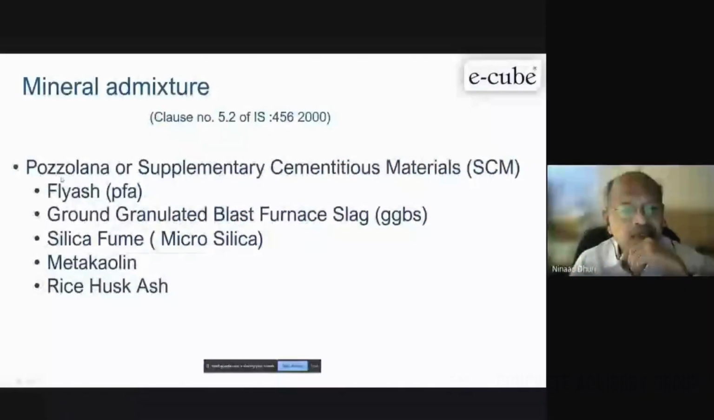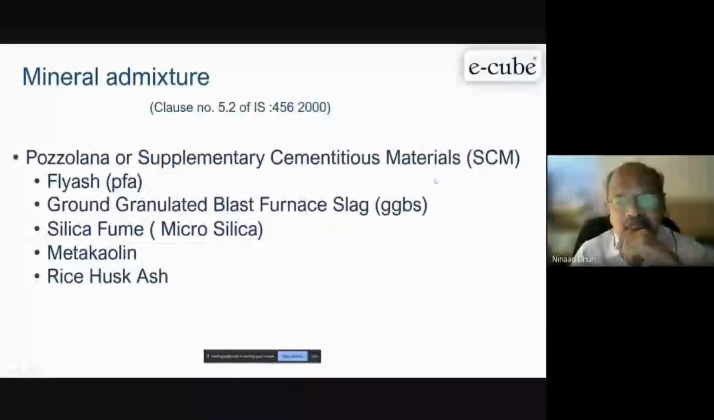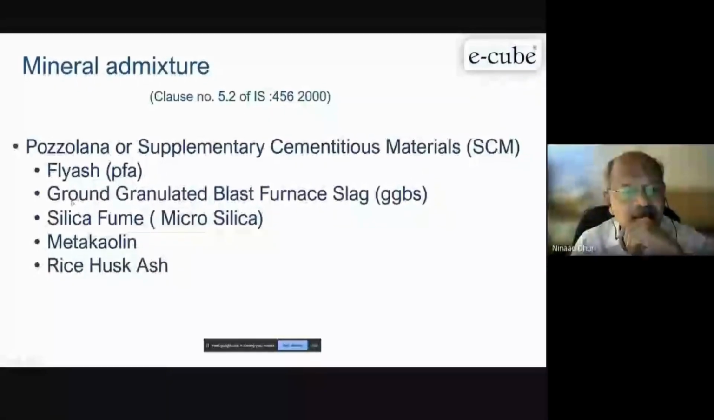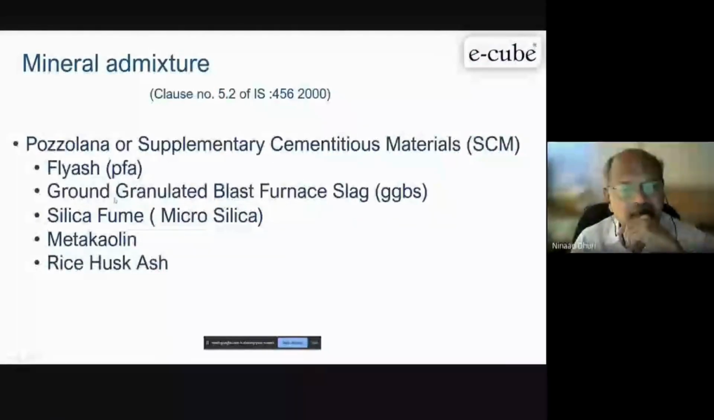We have to cover pozzolan or supplementary cementitious materials: fly ash, GGBS (ground granulated blast furnace slag), silica fume, metakaolin, rice husk ash, which are included in IS 456-2000. It's already there. So last lecture we discussed fly ash and GGBS. Does anybody have any question on this? Otherwise, we'll proceed with the lecture.